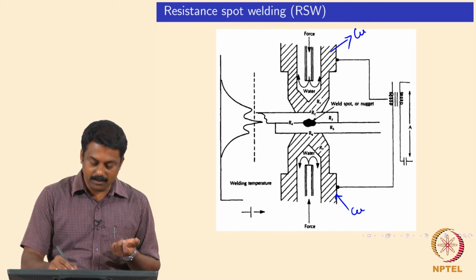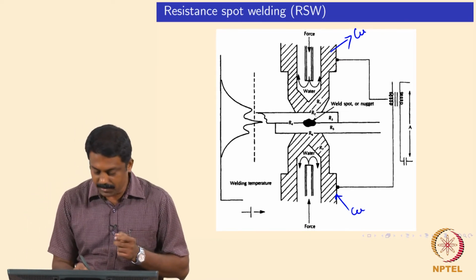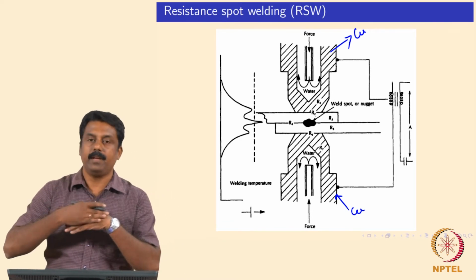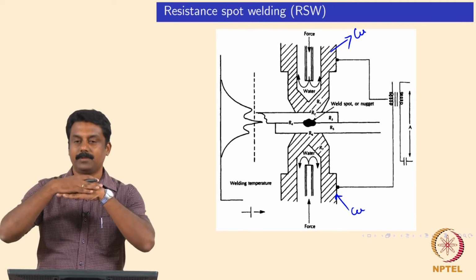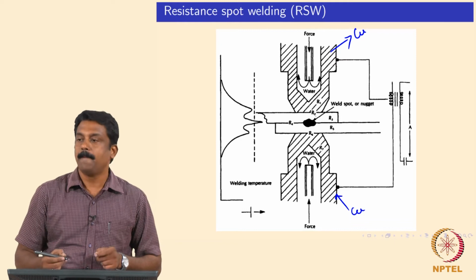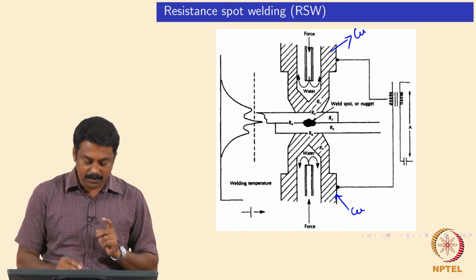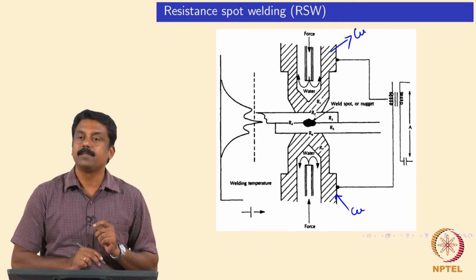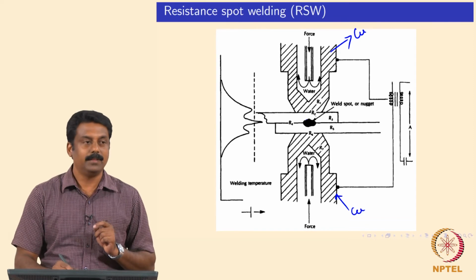So, you keep the top electrode and bottom electrode, and then we attach the sheets to be welded in an overlap configuration. What is overlap? Lap. So, on top of each other, something like this, and then we fix the electrodes on the top and bottom, and then we pass a current. During this process, we have to make sure that only the interface melts. We should not be melting the electrode, isn't it? Then we have a problem.